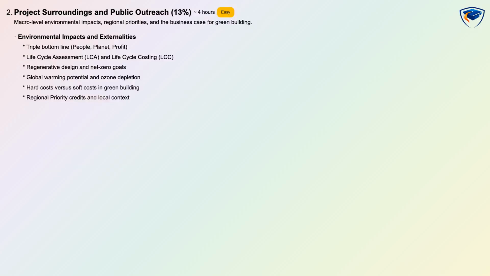Project surroundings and public outreach is weighted at 13%, easy in difficulty, requires about 4 hours of study, and uses conceptual and scenario-based questions. This domain teaches macro-level impacts like the triple bottom line, life cycle assessment and life cycle costing, regenerative design and net zero goals, and atmospheric impacts such as global warming potential.